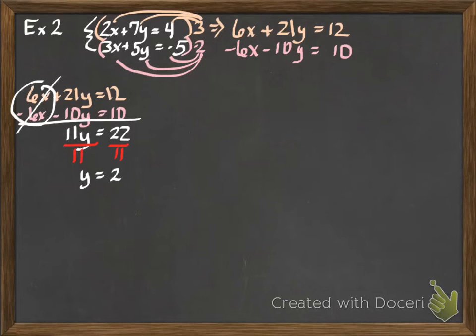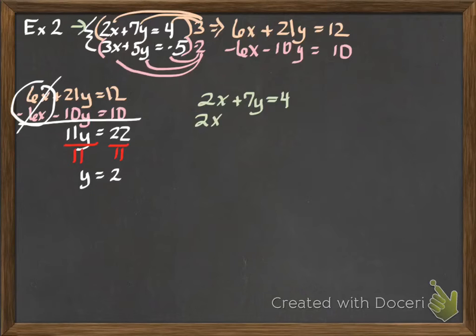I go back and I choose one of my original equations. I'm going to choose just that first one. I typically start with the first one unless I think that the other one would be easier to work. 2x plus 7y equals 4. And I always go with the one before I multiplied. It's smaller numbers to work with.